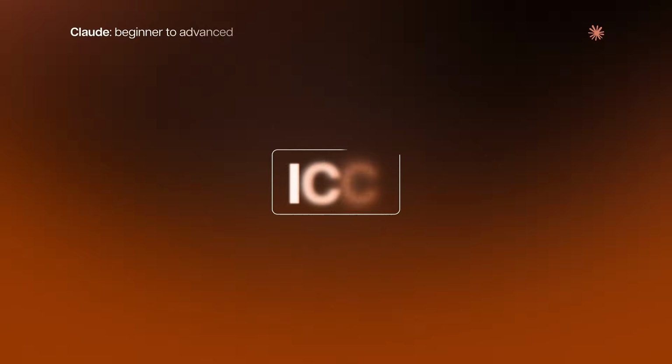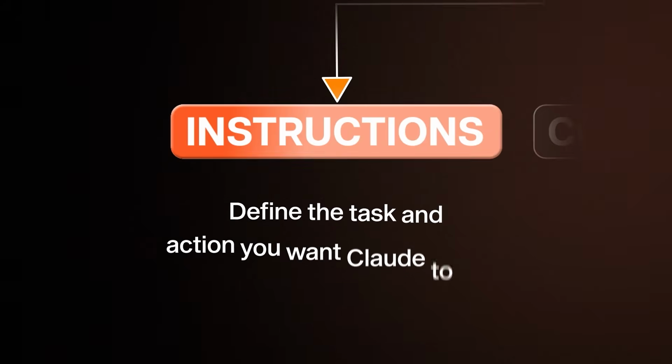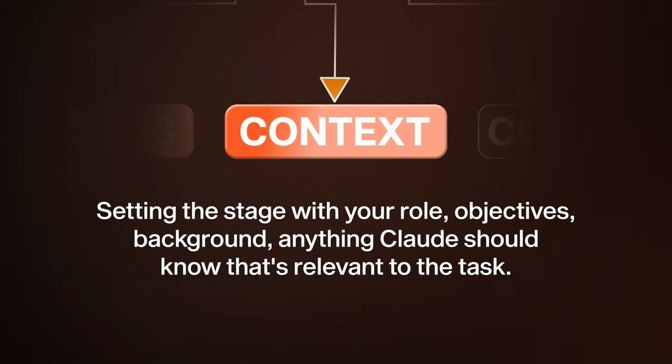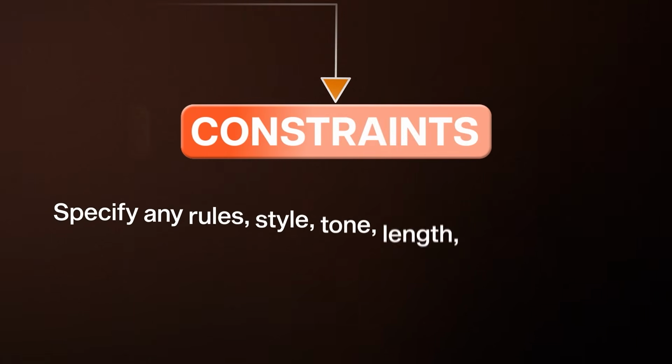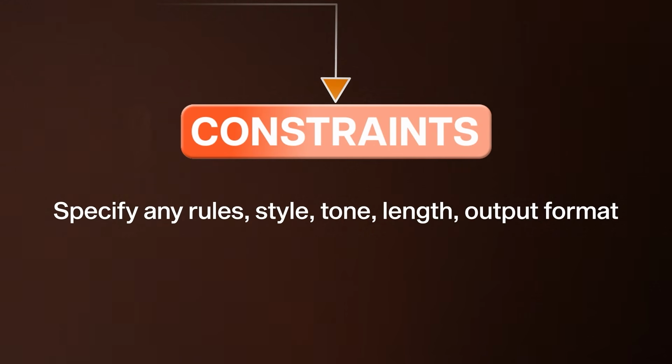So I have a 3-part formula that changes the quality of every output. But after that foundation, we can get into the really powerful stuff. The 3 most important parts of a prompt are what I call ICC. Instructions, context, and constraints. Instructions define the task and action you want Claude to take. Context is setting the stage with your role, objectives, background, anything Claude should know that's relevant to the task. Err on the side of more context. A full context dump is fine. Then constraints. Specify any rules. Style, tone, length, output format. And what can be especially helpful when it applies is including an example of the output you're looking for. The order of these 3 isn't as important as long as you include everything.